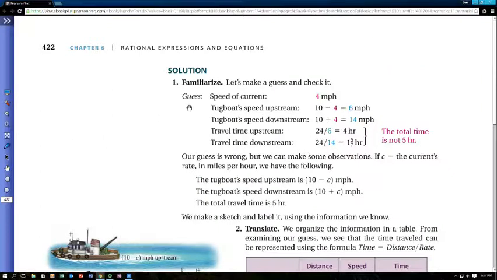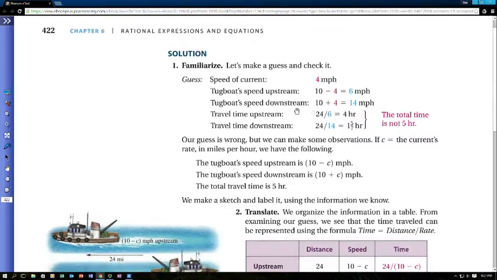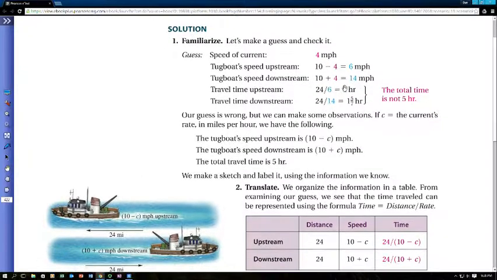Let's try to figure out what's going on here. Let's throw some numbers at it. Say the speed of the current is 4 miles per hour. So the tugboat speed going upstream, against the current, would be this 10 miles per hour minus the current speed, the speed of the river flowing, and we'd get 6 miles per hour. If the tug was going downstream, its speed would be in addition to the current, so I get 14 miles per hour.